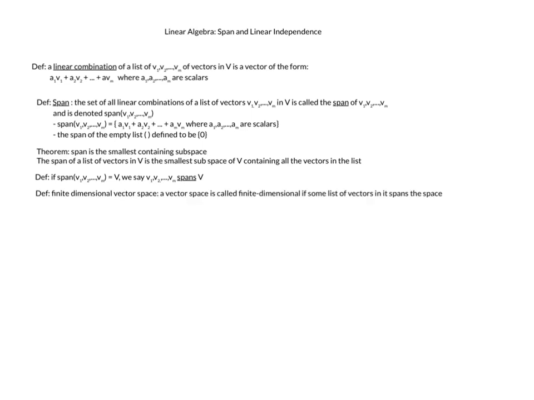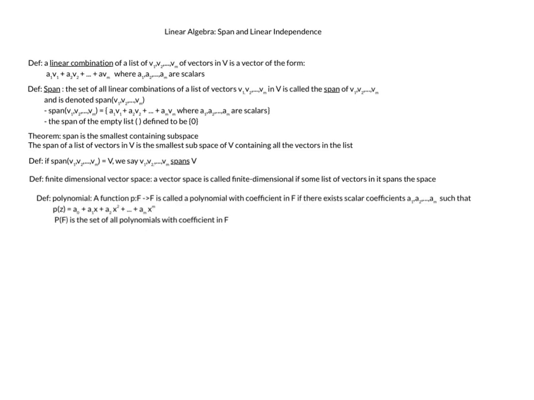So we have the definition of a finite dimensional vector space. A vector space is called finite dimensional if some list of vectors in it spans the space. For our previous example, we saw that these 4 vectors span F4, which means F4 is a finite dimensional space. And in fact, it's a 4-dimensional space.